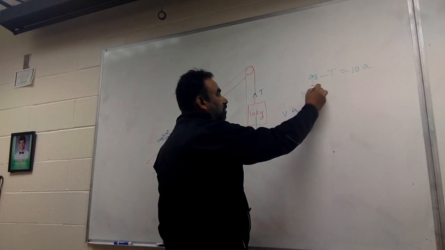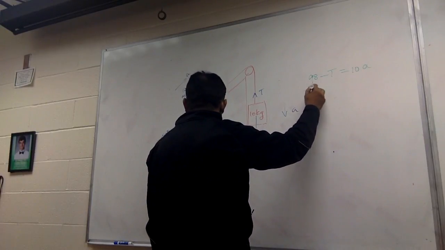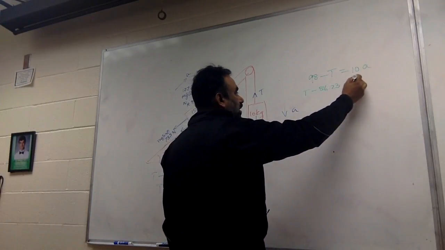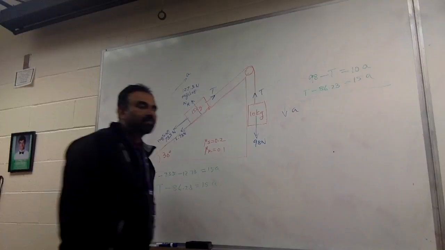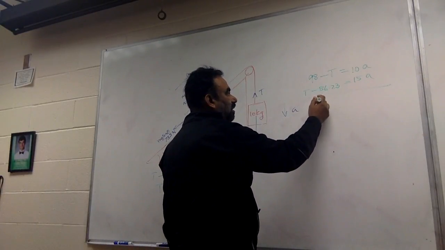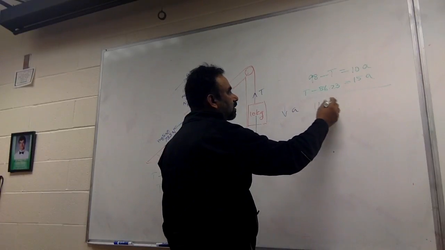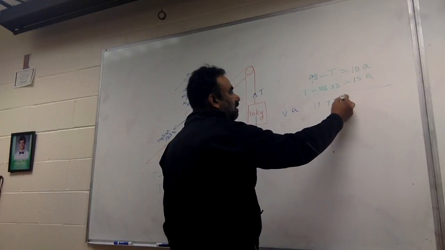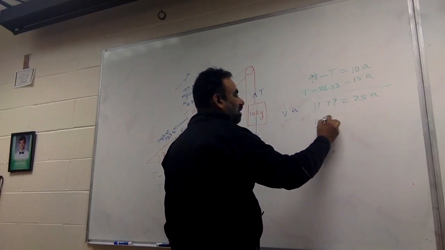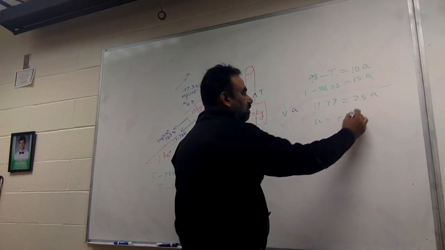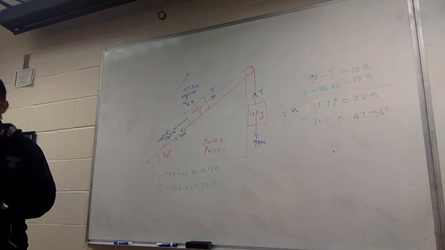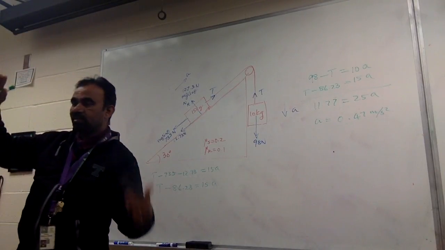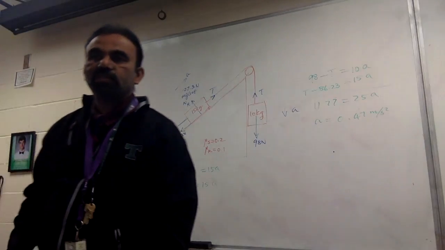So 86.23 minus tension is equal to 25A. Adding them up will eliminate T. So add them up, you can eliminate T, and whatever you get is 11.77 is equal to 25A. So A is equal to 0.47 meters per second square. So the whole thing is going to start accelerating like this at 0.47 meters per second square.